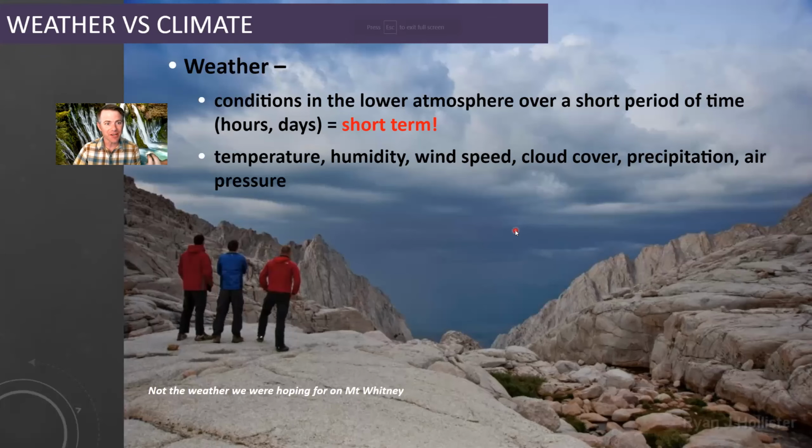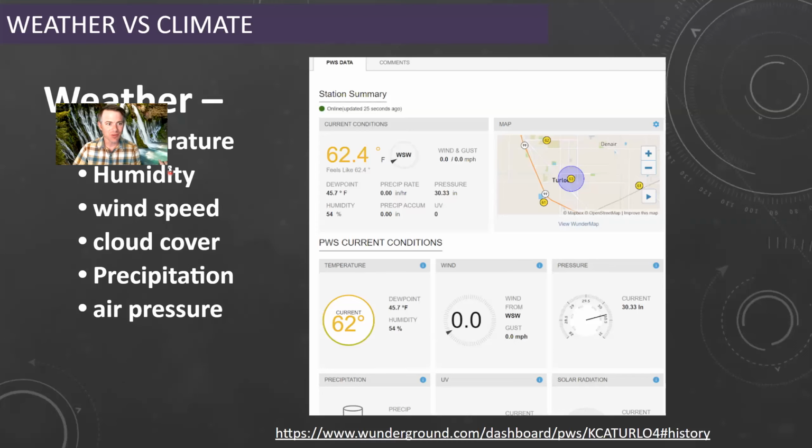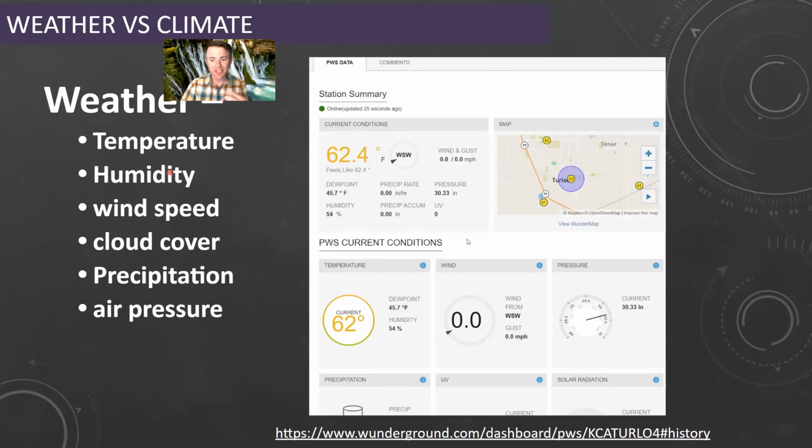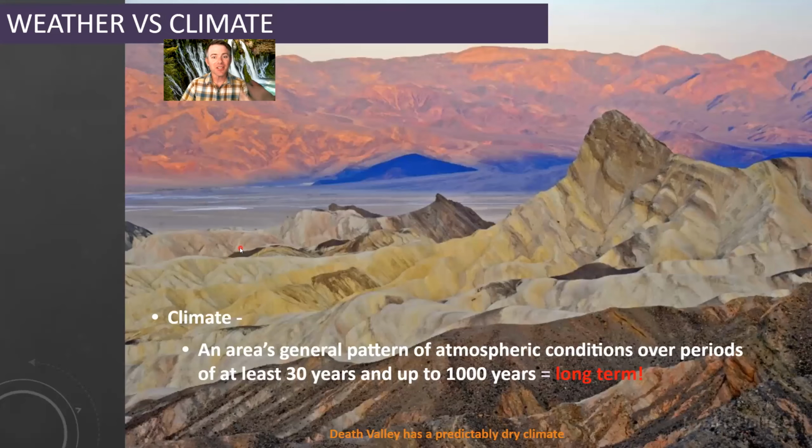And I just want you to know right off the bat that weather is short-term. All right, temperature, humidity, wind speed, cloud cover, things. It's what's happening outside today or this week. That's what the weather is. All right, that's what your weather stations measure. Climate is kind of the general pattern of the atmospheric conditions over a long period of time, you know, for a region's specific time of the year.